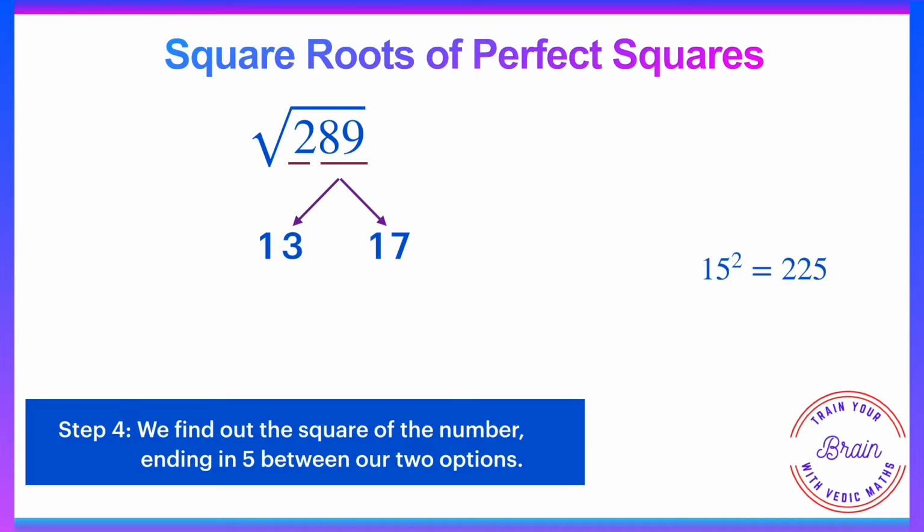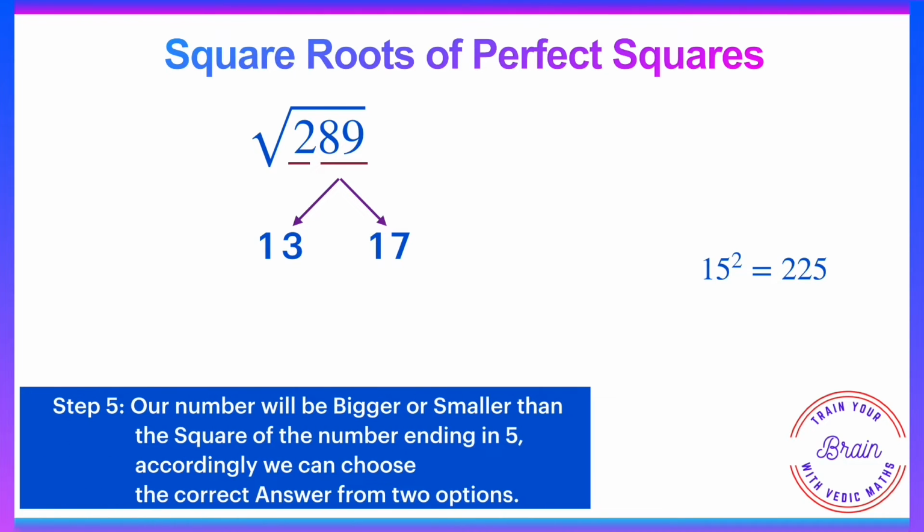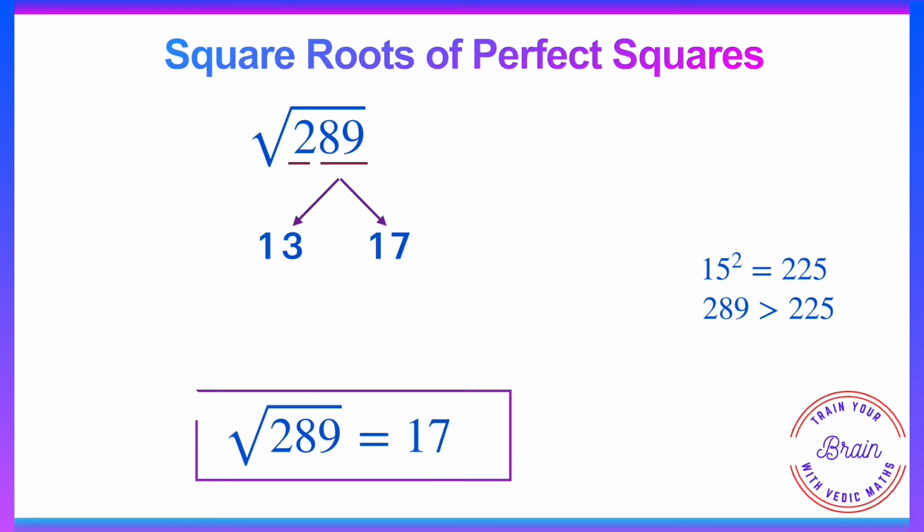Now we find out the square of the number ending in 5 between 13 and 17. Square of 15 is 225. 289 is more than 225. So the square root will be more than 15. So the answer is 17. Square root of 289 is 17.